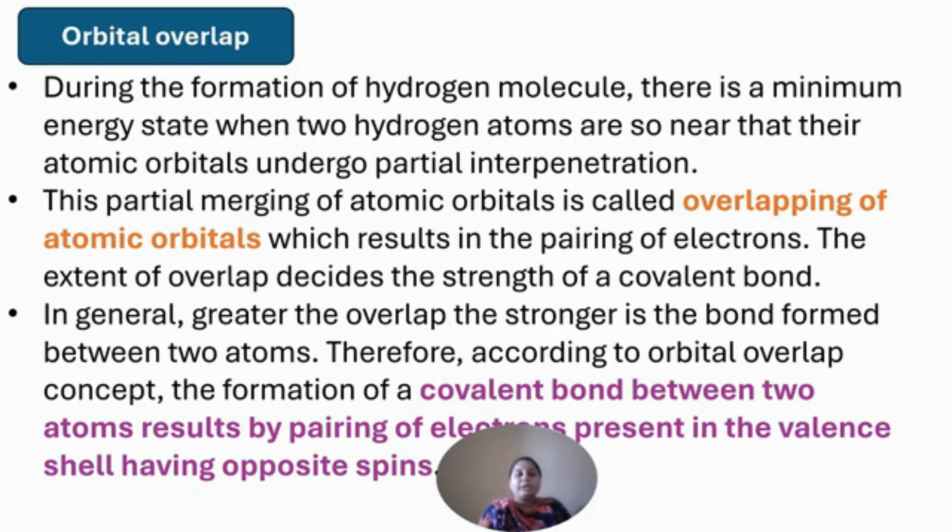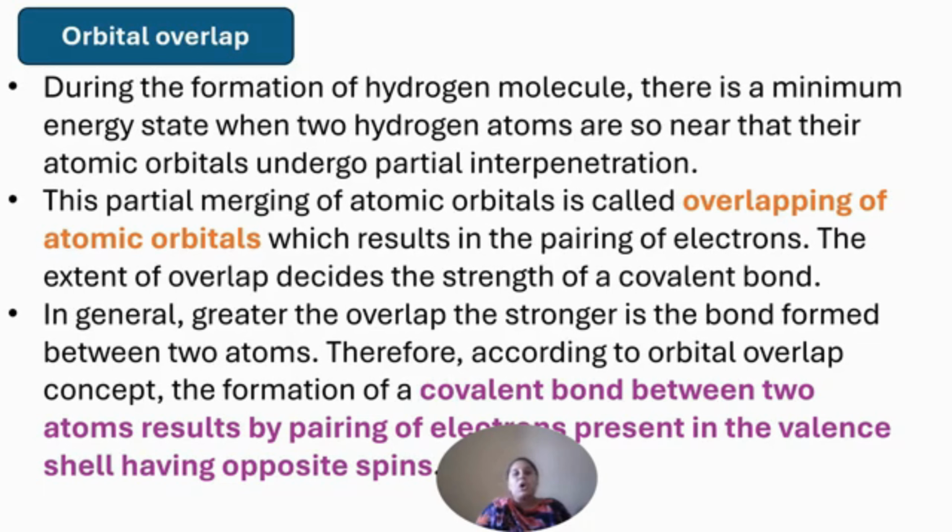So the next is orbital overlap. During the formation of the hydrogen molecule, there is a minimum energy state where two hydrogen atoms are so near that their atomic orbitals undergo partial interpenetration. This partial merging of atomic orbitals is called overlapping of atomic orbitals, which results in the pairing of electrons. The extent of overlap determines the strength of the covalent bond. In general, the greater the overlap, the stronger the bond formed between the two atoms.